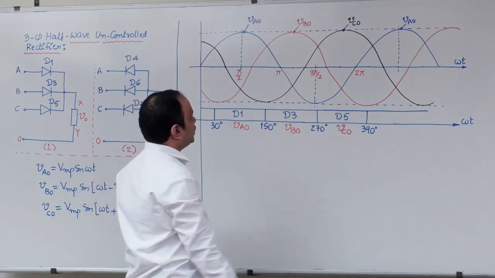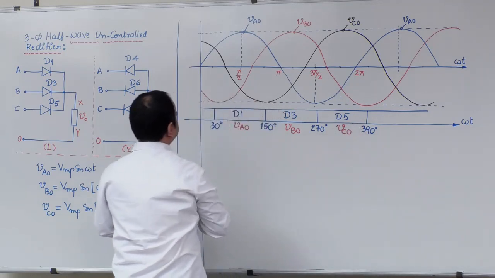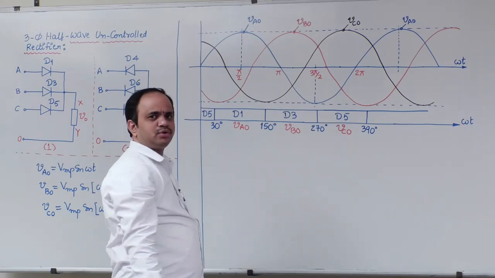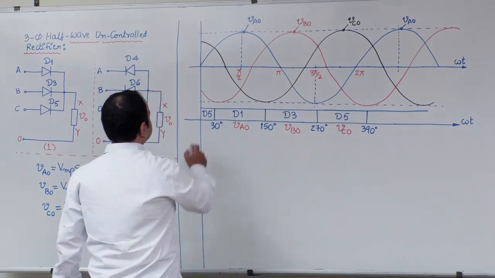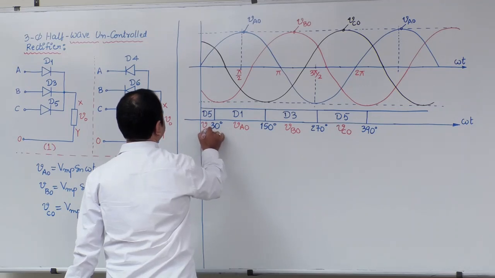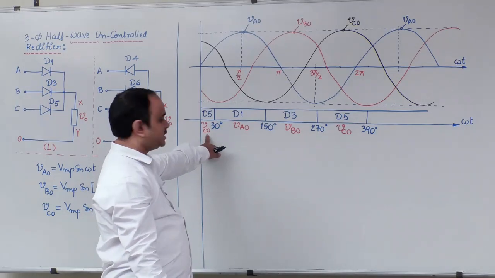Now here 360 to 390 is the same as 0 to 30. So for 0 to 30 also D5 is in conduction, hence output voltage is equal to VCO.